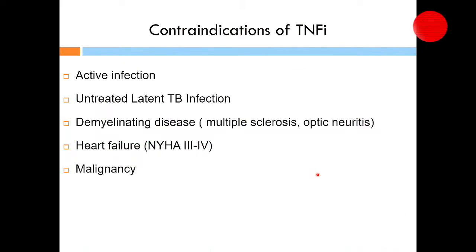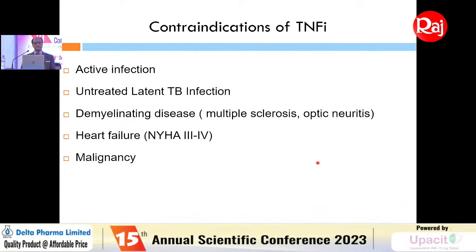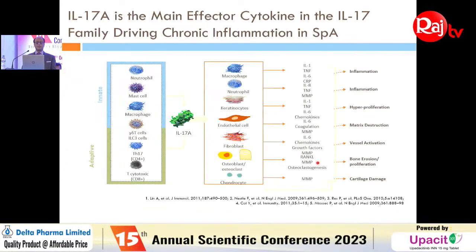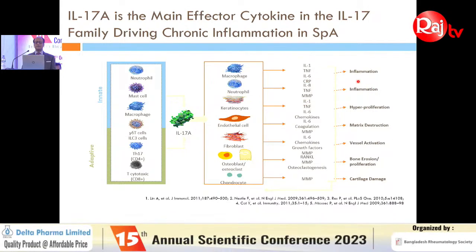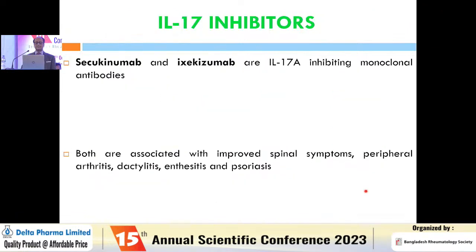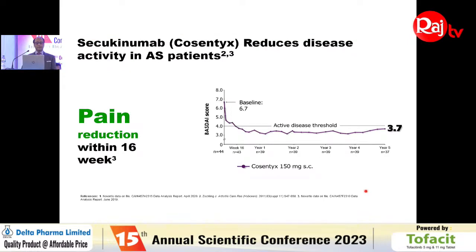Contraindications, again: active infection, untreated latent TB infection, heart failure, and malignancy, we should not prescribe. And now the IL-17 inhibitor, again, is a very potent molecule, and eventually they are also capable of producing inflammation, cartilage damage and destruction. I have said IL-17 inhibitors, secukinumab, definitely improve all these spinal symptoms, peripheral arthritis, dactylitis, enthesitis, and psoriasis. Here you see the pain reduction. There is one study: within 16 weeks, secukinumab, that is Cosentyx, can reduce disease activity in AS patients.